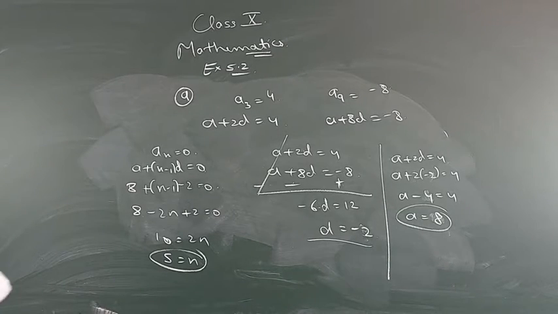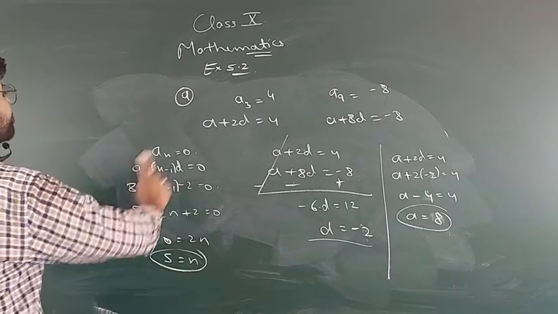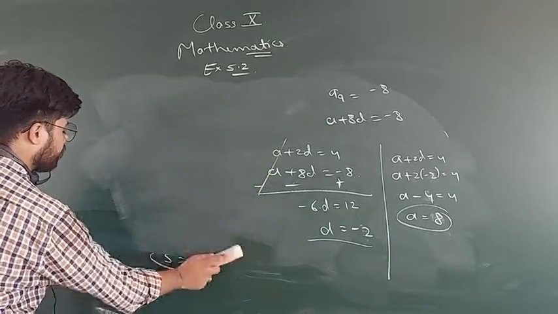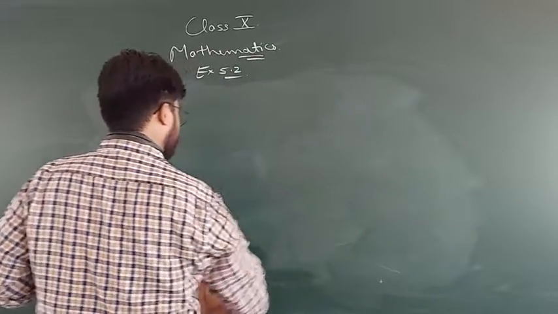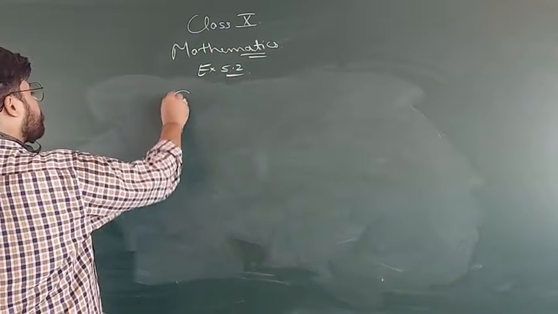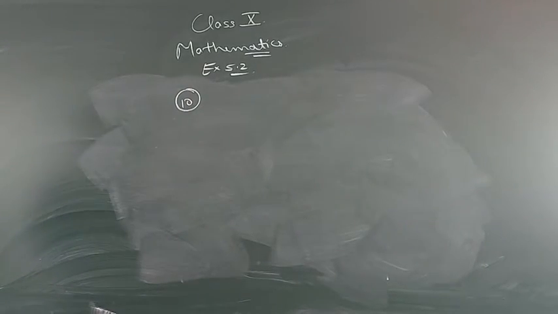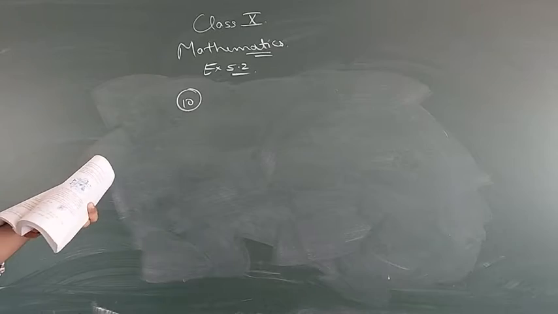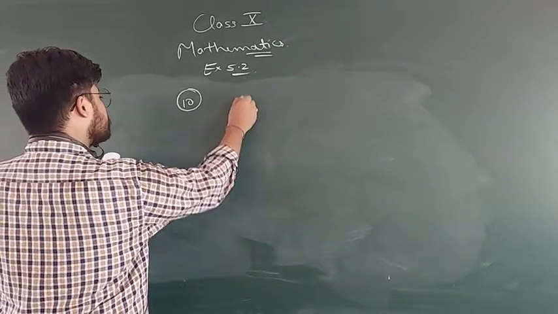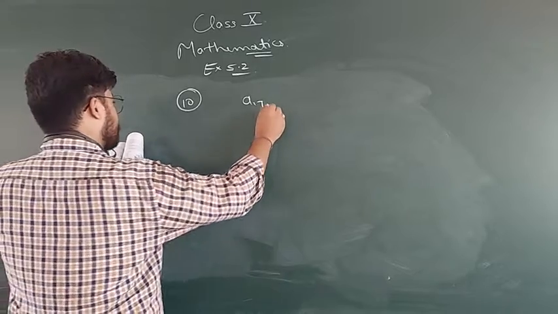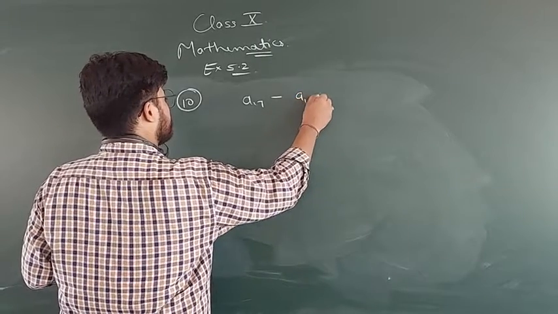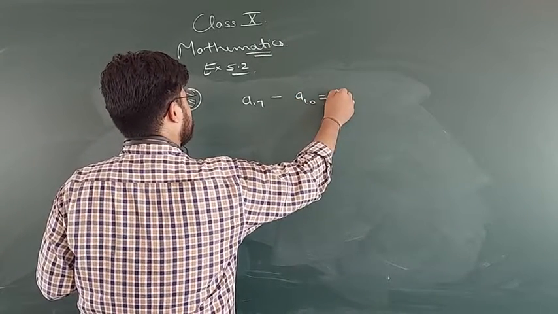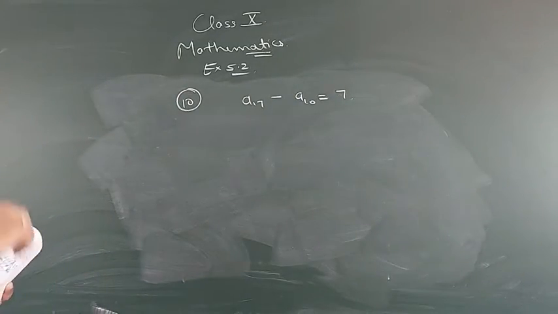Now question number 10. The 17th term of an AP exceeds the 10th term by 7. The 17th term exceeds, which means minus, the 10th term by 7. This we can write.